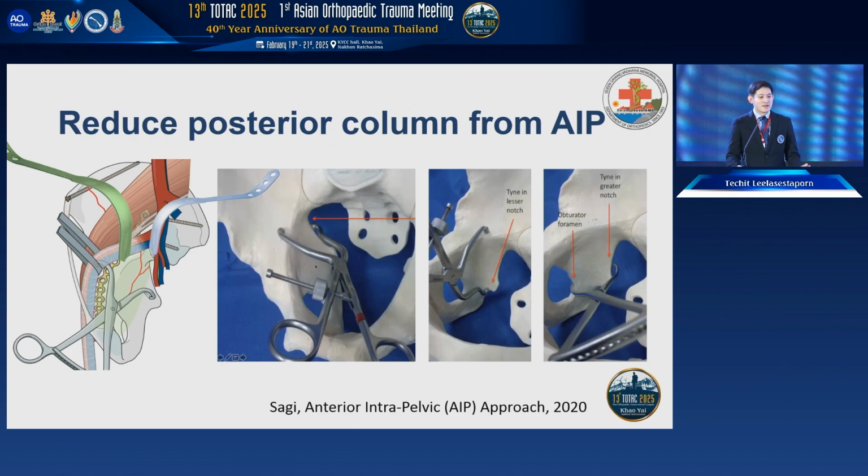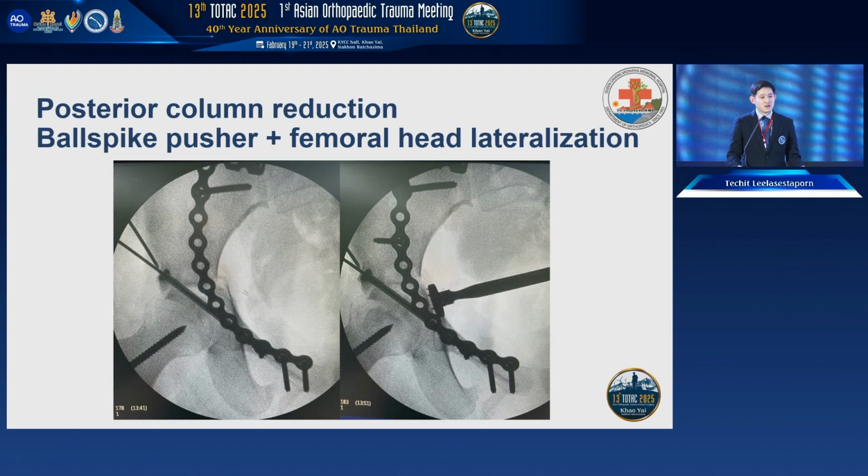So we can use either the Weber clamp or the pelvic reduction clamp based on the fracture line and pattern. We can also use a ball spike pusher and femoral head lateralization using a Schanz pin to help reduction of the quadrilateral plate as well.